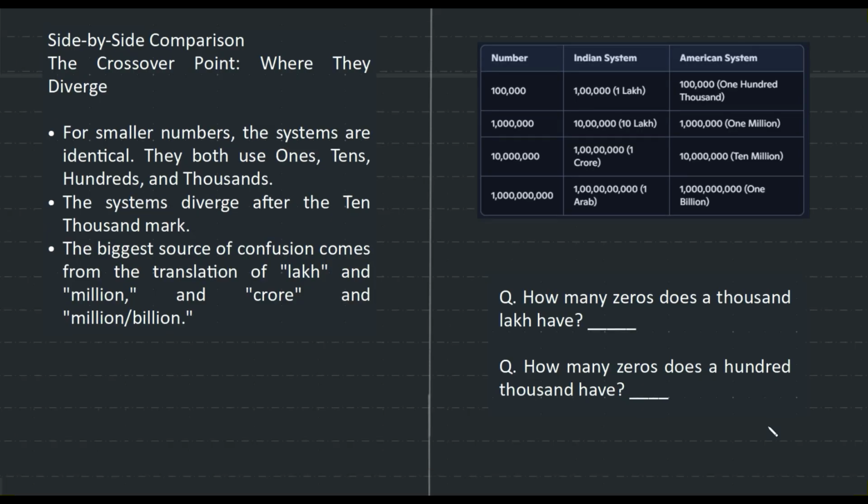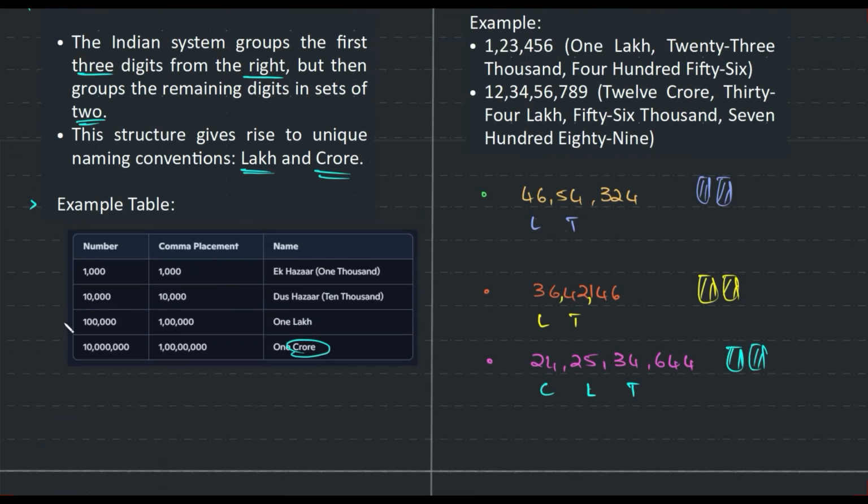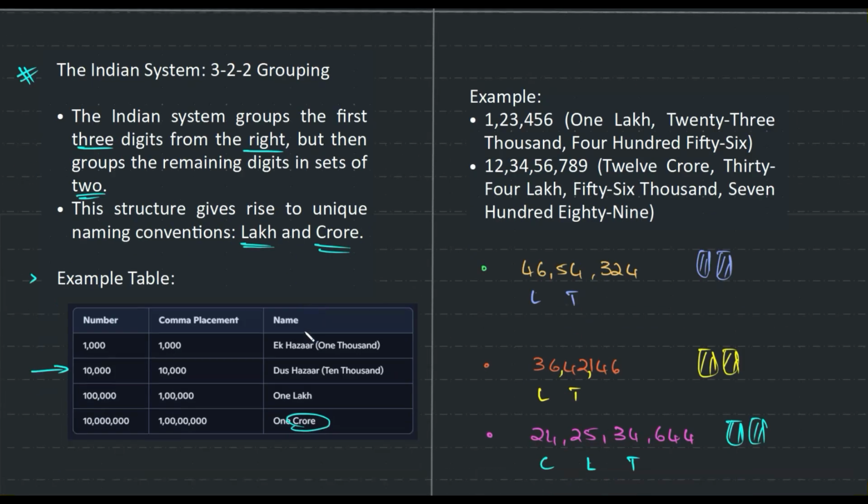Very simple thing. Finally, let's have a side-by-side comparison, the crossover point where they diverge. For smaller numbers, the systems are identical. Both use ones, tens, hundreds and thousands. The systems diverge after the 10,000 mark. Till 10,000, everything is well and good. Here I can't show you that, but till thousands, things are okay.